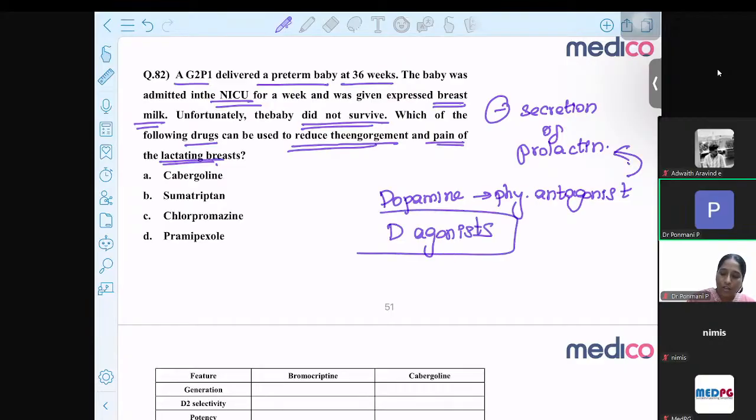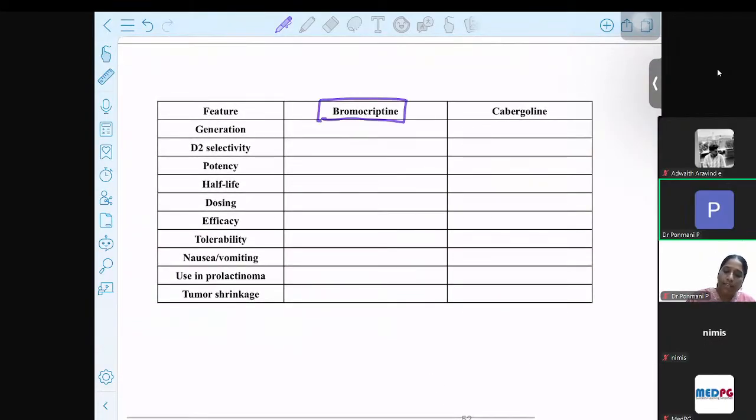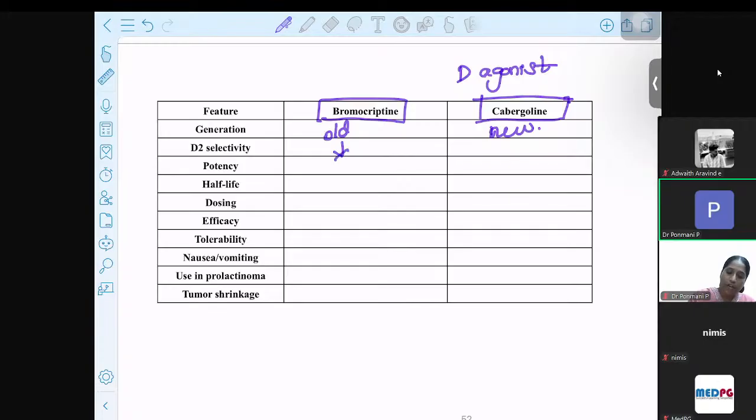What are the dopamine agonists which are given? There are two dopamine agonists which can be given, which are bromocriptine and cabergoline. Bromocriptine is the older generation and cabergoline is the newer generation dopamine agonist. And what about the D2 selectivity? The D2 selectivity is less for bromocriptine and it is more for cabergoline. And potency also is less for bromocriptine and more for cabergoline. And half-life is up to 6 hours, and for cabergoline, it is up to 60 hours. Therefore, the dosing is going to change.